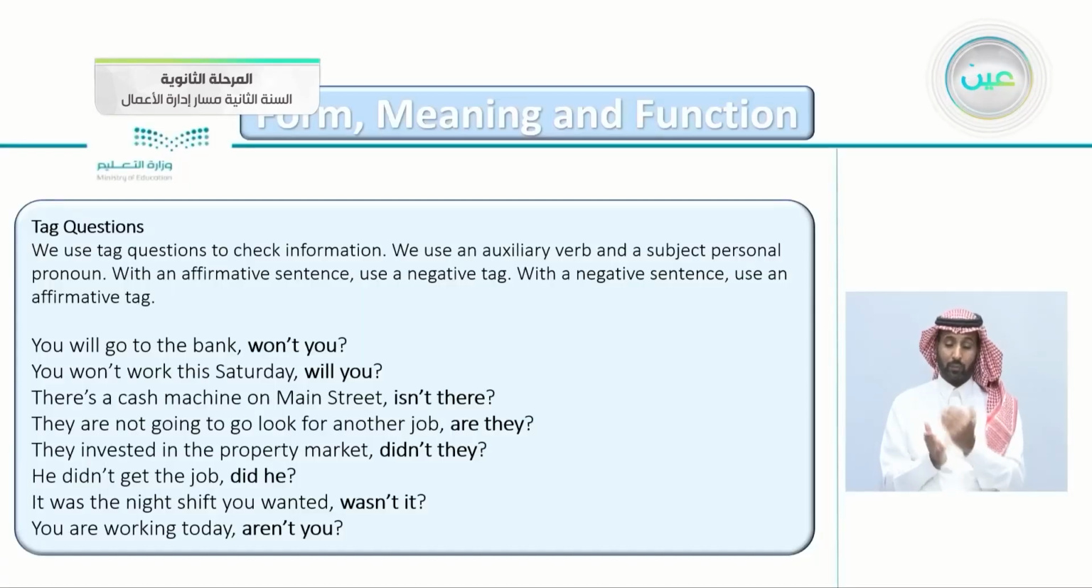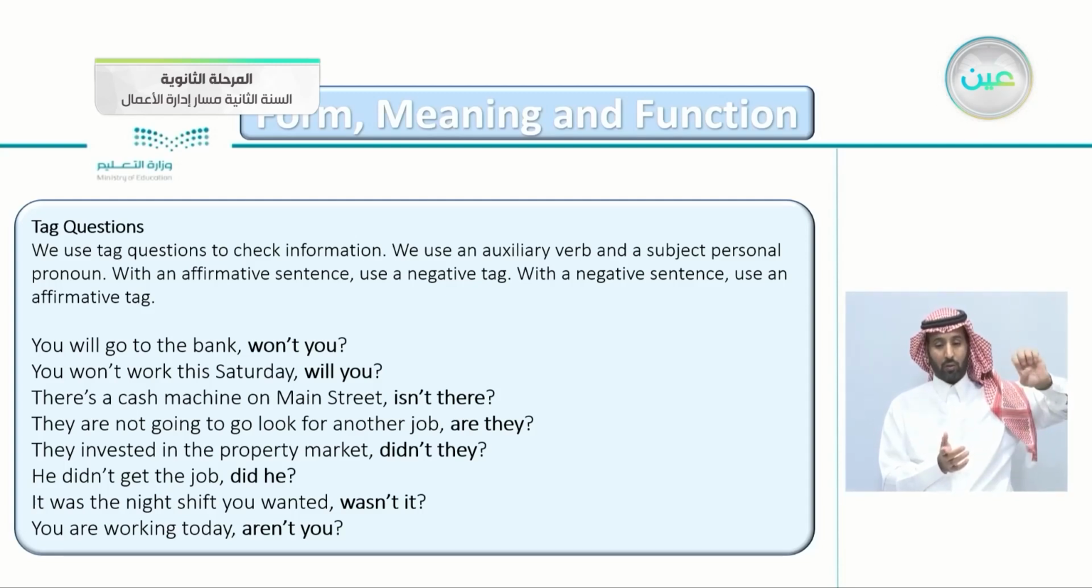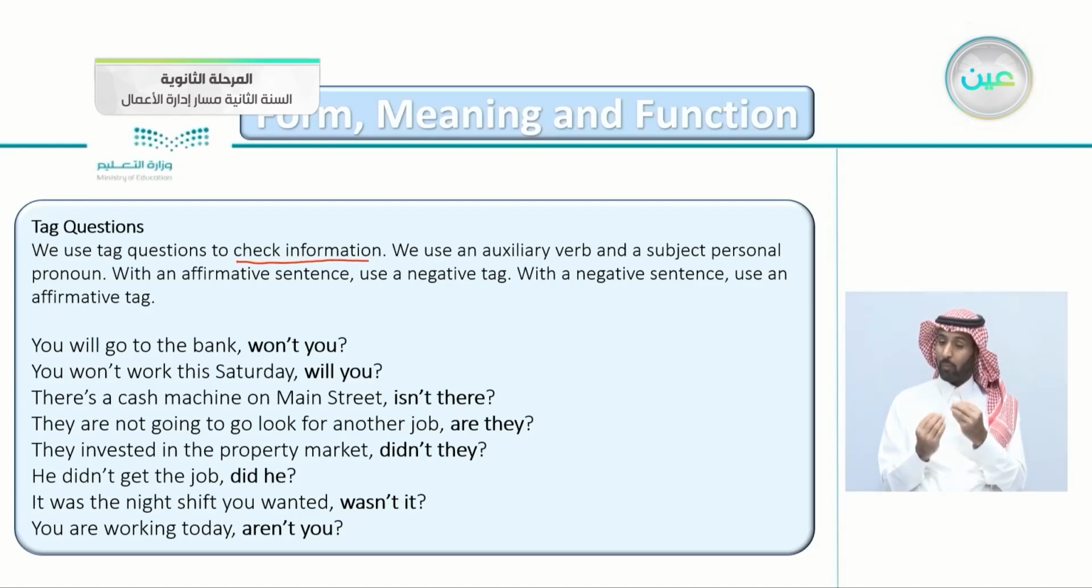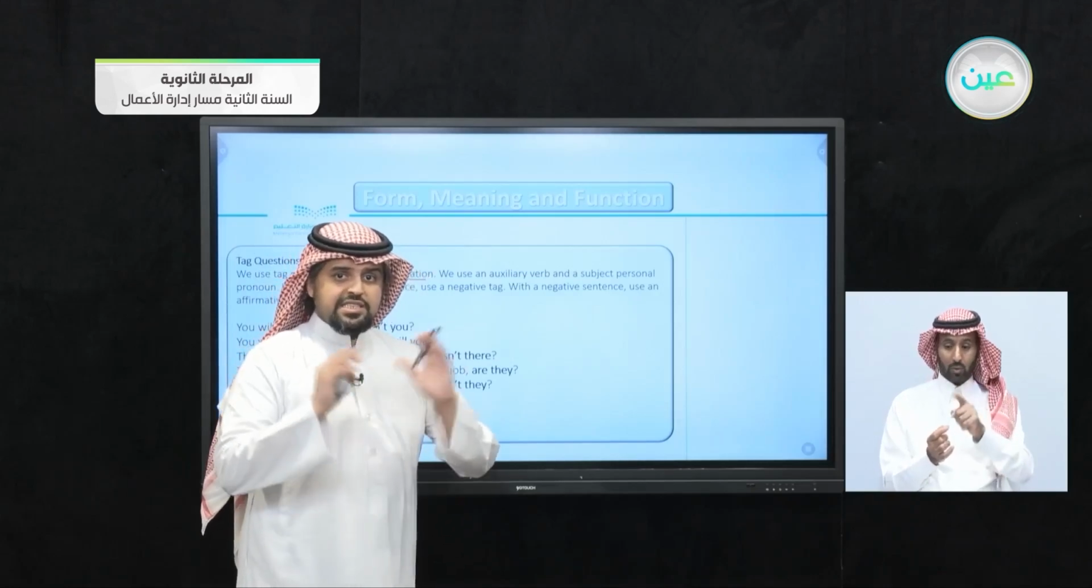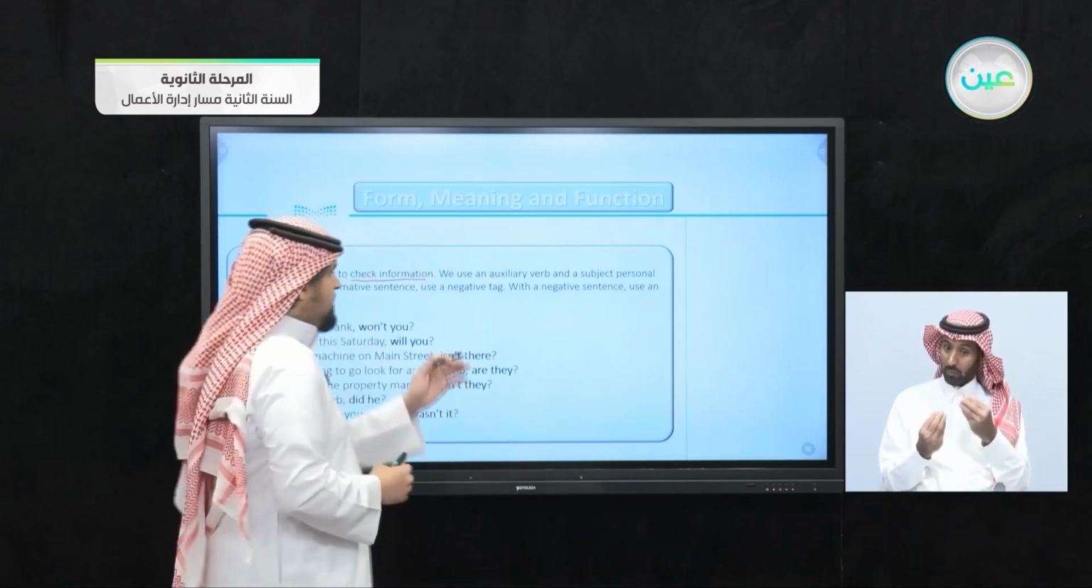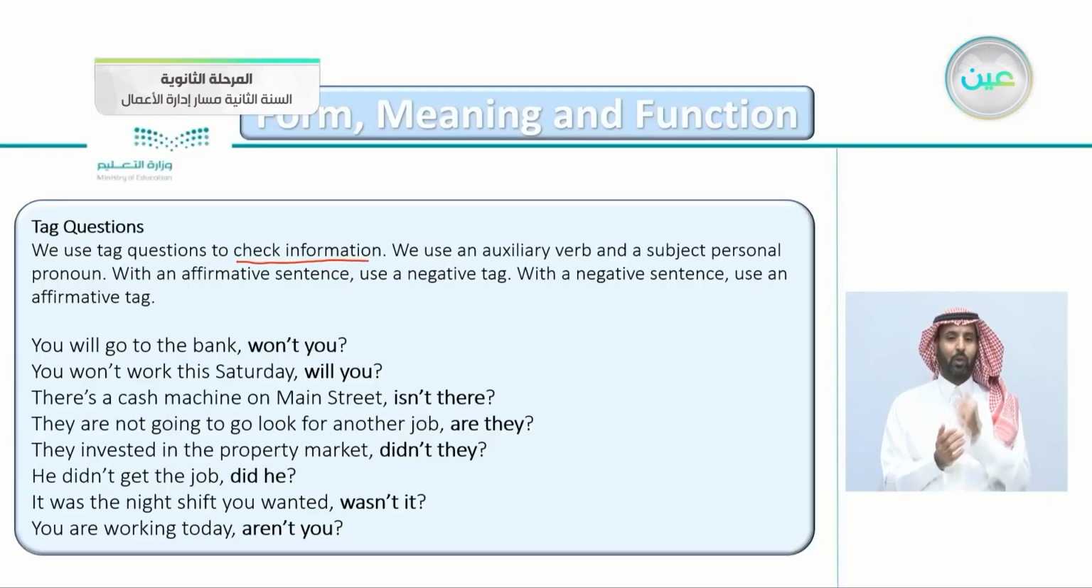So this is the first part here, the tag questions. We use the tag questions to check information. So this is the main use for the tag questions, to check for information. Again, why do we use tag questions? Just to check for information. We use an auxiliary verb and a subject personal pronoun.